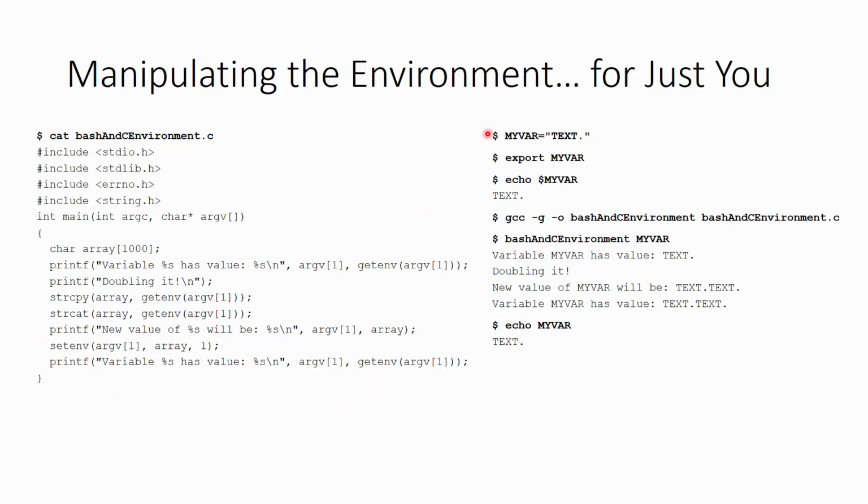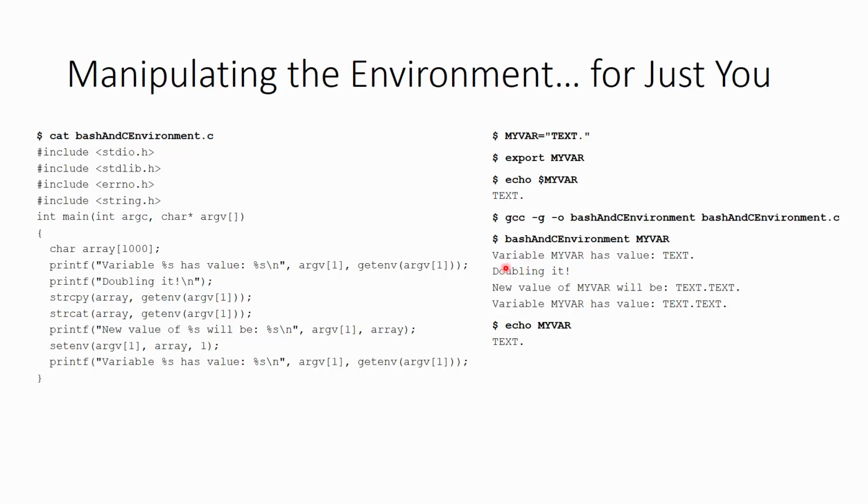Okay, let's look at what actually happens though. So first of all, we set a variable called myvar, and we set it equal to some text. So 5 characters here, text dot. Export it, which makes it available for these child processes of the shell that we're in, and then echo it back out again, and we can see that sure enough it has a value, so nothing strange. Compile our program, no compile errors, everything's good. Run our program, so here's the name of it, and here is its argument, which is the name of the variable that we're going to examine.